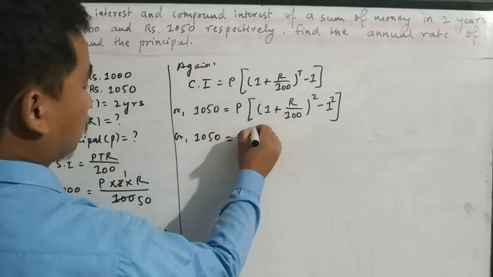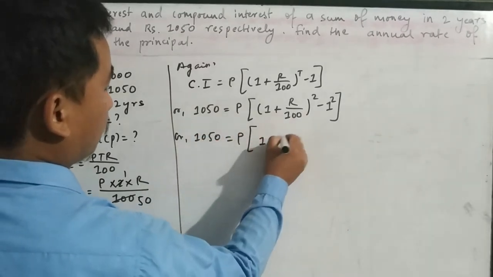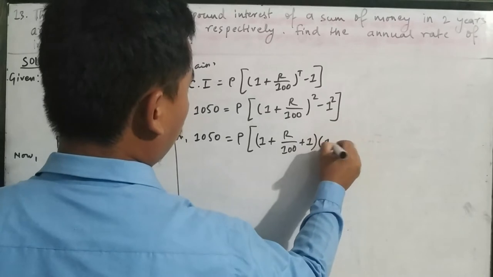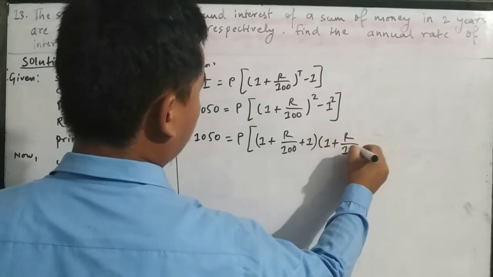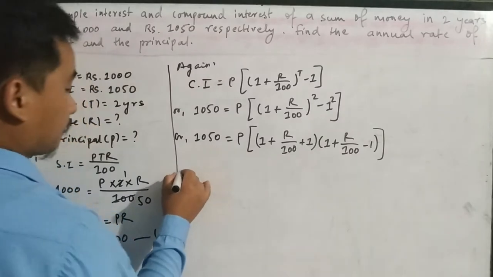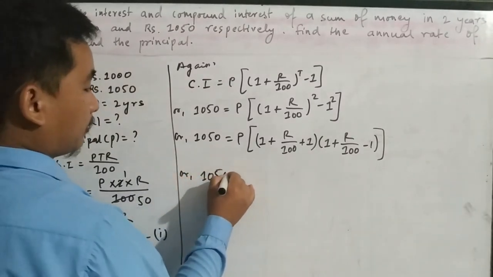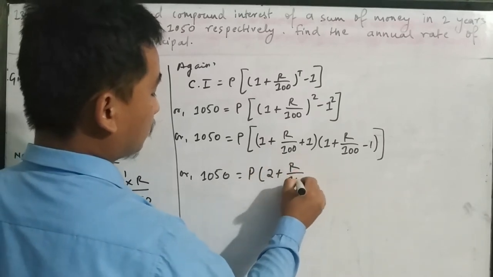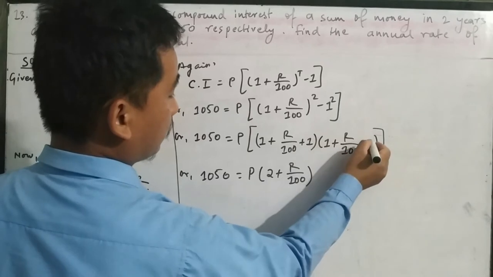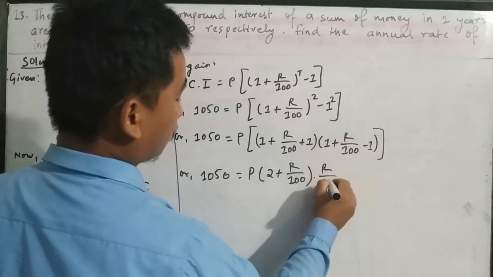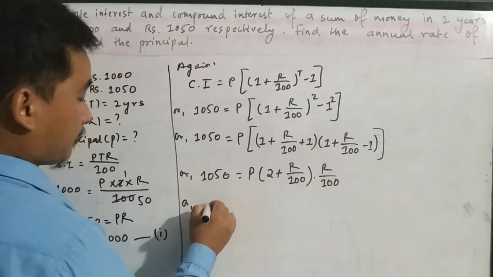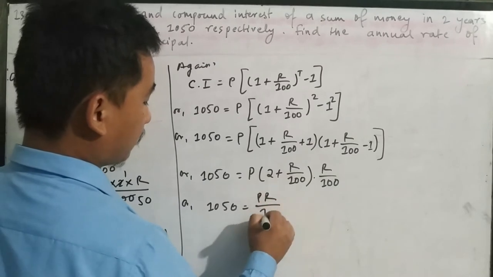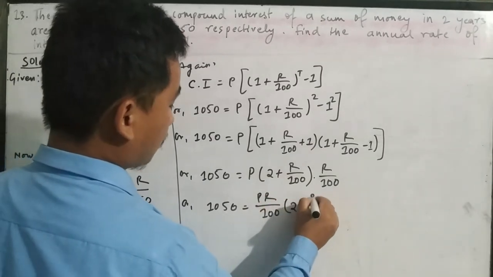Or 1050 equals to p, it can be written as (1 plus r by 100 plus 1) (1 plus r by 100 minus 1), or 1050 equals to p (2 plus r by 100). Here 1 minus 1 is 0, the remaining is r by 100, or 1050 equals to, multiplying this both, p r by 100 (2 plus r by 100).